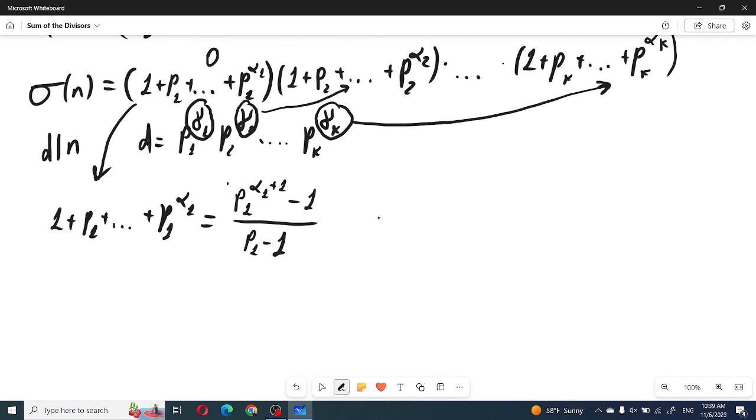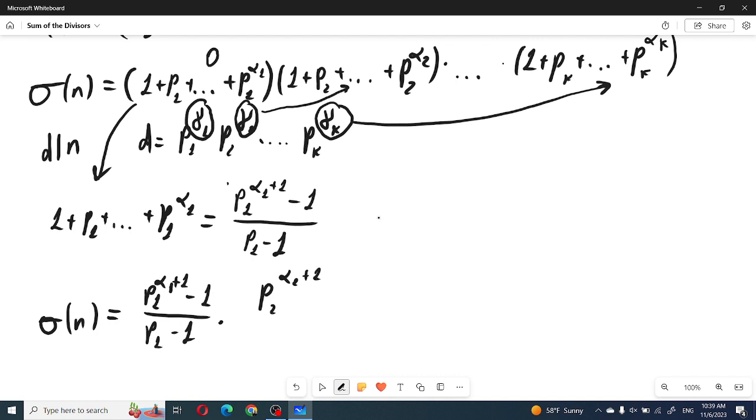So the best formula for computing the sum of the divisors of every positive integer n will be like this: p1 to the alpha 1 plus 1, minus 1, over p1 minus 1, times p2 to the alpha 2 plus 1, minus 1, over p2 minus 1, up to pk to the alpha k plus 1, minus 1, over pk minus 1.